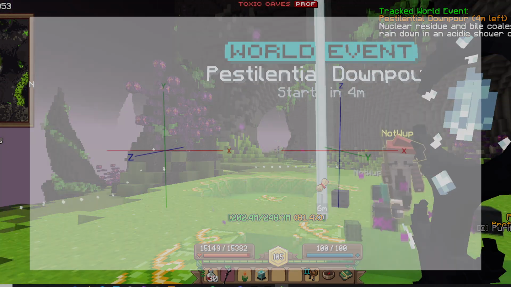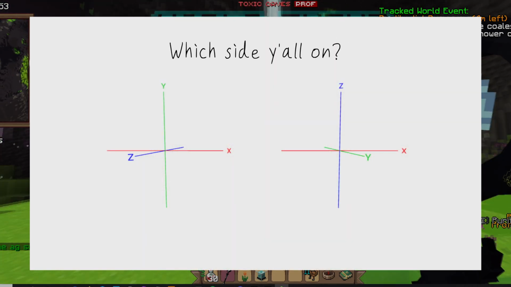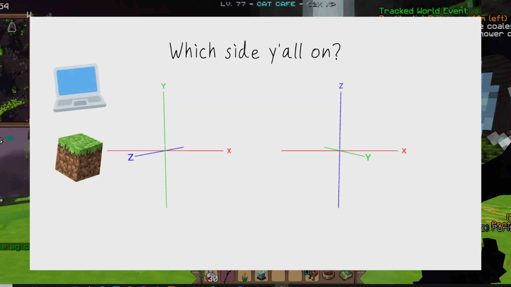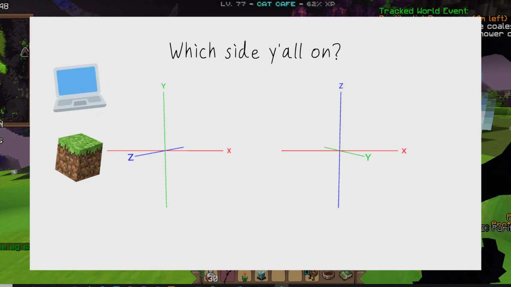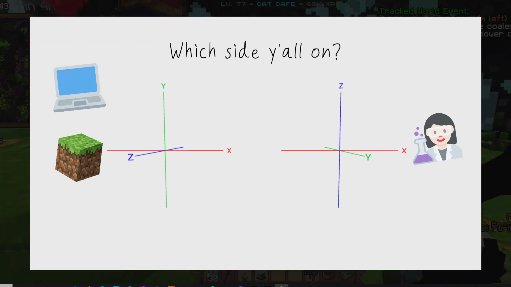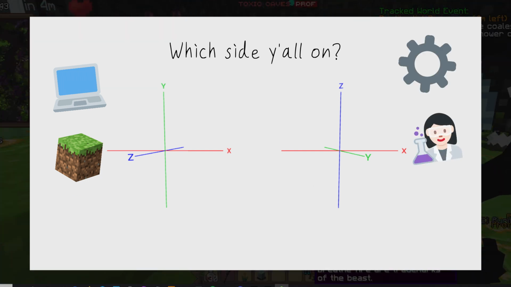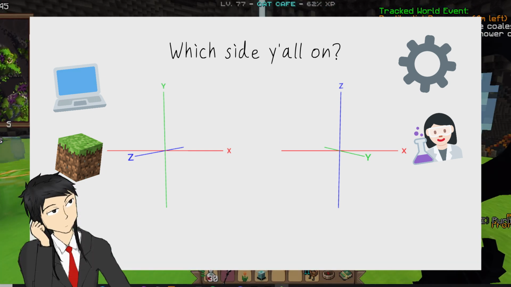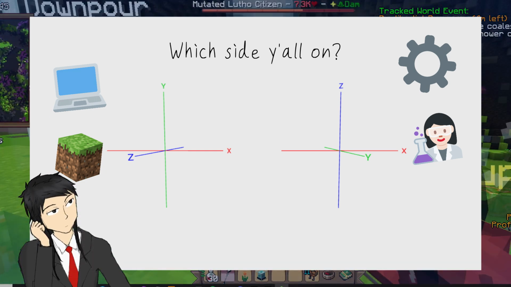Answer me a quick question. Which axis is up? If you are a Minecraft addict or a CS major like me, you will probably answer y-axis is up. But if you're a math, physics, or engineering major, you are more likely to answer z-axis is up. Good morning, muffins. Today we're exploring the age-old question.